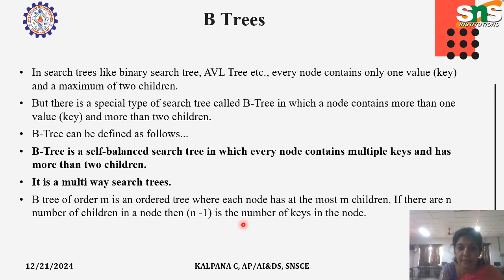So that is the thing we have to remember when we perform any insertion operation in B trees. If the order is M, we can have at most M children, and the values in the node will be M minus 1, that is 4 minus 1, 3 values we can have.